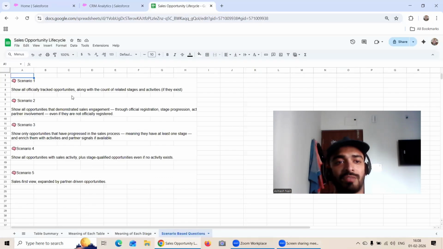So we can go through these scenarios. Scenario 1: show all officially tracked opportunities along with the count of related stages and activities if they exist. Scenario 2: show all opportunities that demonstrate sales engagement through official registration, stage progression, activity, or partner involvement, even if they are not officially registered. Similarly, scenario 3: show only opportunities that have progressed in the sales process, meaning they have at least one stage, and enrich them with activities and partner signals if available. And then we have scenario 4 and scenario 5.